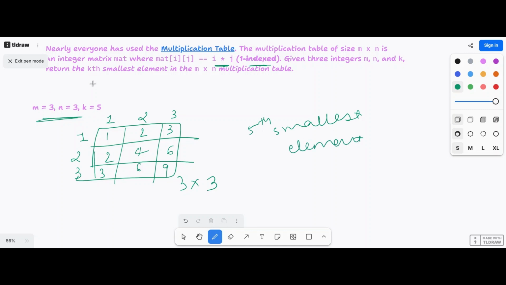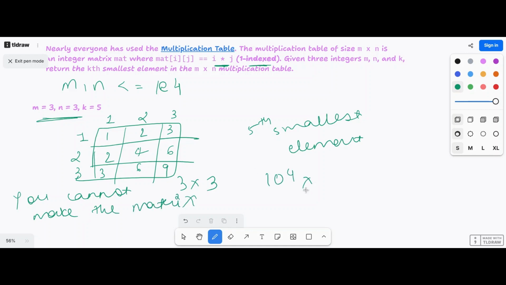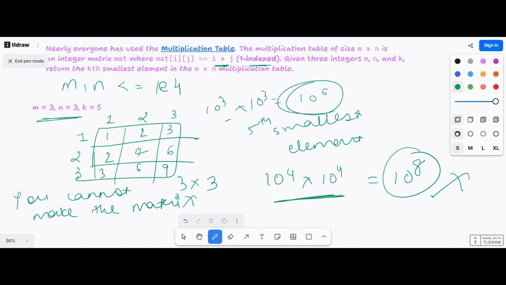Now to make it clear, this m and n could be up to 1e4, so 10 raised to 4. So for sure, you cannot make the multiplication table, you cannot make the matrix. Why? 10 raised to 4 cross 10 raised to 4 will be the size of it, which is 10 raised to 8. This we cannot make. The maximum we can make is 10 raised to 3 by 10 raised to 3, which will be 10 raised to 6. Until that point is still okay. We cannot make a table of size 10 raised to 4 cross 10 raised to 4; 10 raised to 8 space will not be possible.